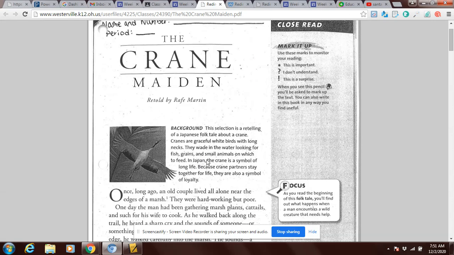Now, I read a book called Sadako and the 1,000 Paper Cranes. It is a true story about a little girl who wasn't alive during World War II, but her mother was. And when they dropped the atom bomb, the mother was exposed to radiation. And when she got pregnant with Sadako, Sadako got cancer or leukemia from that radiation. And so that's my connection to this story. Because crane partners stay together for life, they are also a symbol of loyalty. I didn't know that. So cranes partner for life, kind of like doves.